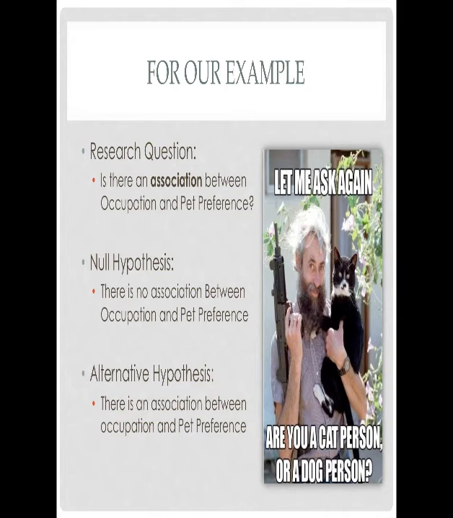So the research question for the example given to you is: is there an association between occupation and pet preference? You would form a null hypothesis that would state something like there's no association between occupation and pet preference. And the alternative hypothesis would state something like there is an association between occupation and pet preference.